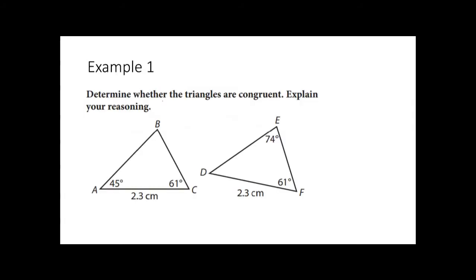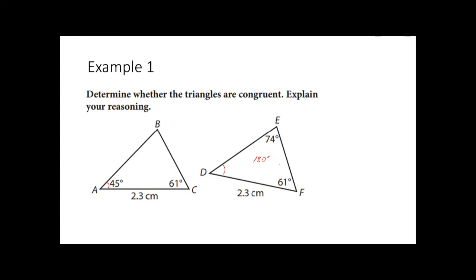All right, example one, determine whether the triangles are congruent. Okay, so let's see what they gave us. They gave us a 45 degrees here. Uh-oh, I don't see a 45. I got a blank space here, though. Let me think. They're supposed to add up to 180, right? So let's go ahead and use that to figure that out, okay?